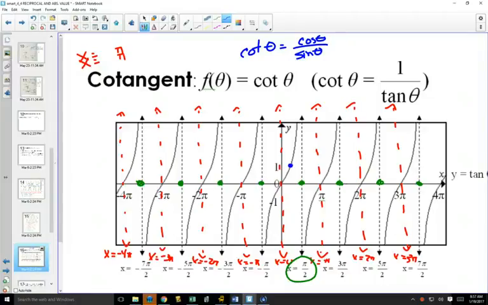There's a point on our original tan graph. Can you tell me the coordinates of that point? Can you tell me one of the coordinates if you can't tell me both of them? Close. It's going to be pi over 4, comma 1, because tan of pi over 4 is equal to 1.